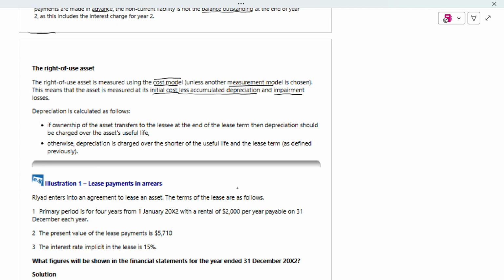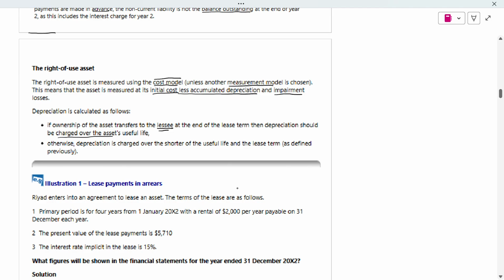We have to calculate depreciation because you are a lessee. You are taking the asset on a lease basis, for 3 years or 4 years, and every year you have to calculate the depreciation. If the ownership of the asset is transferred to the lessee at the end of the lease term, then depreciation should be charged.